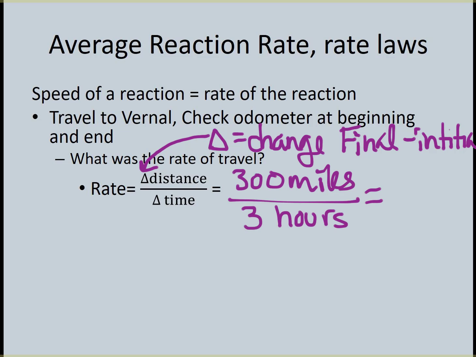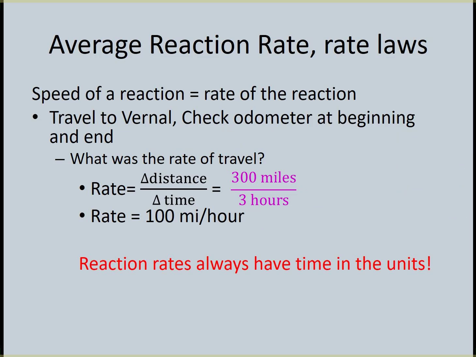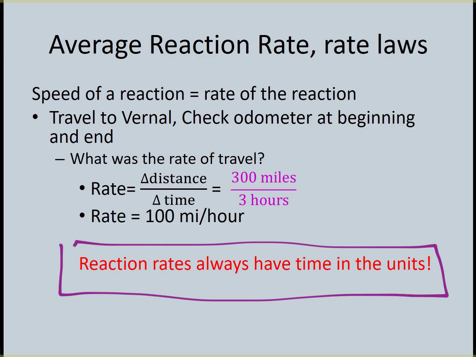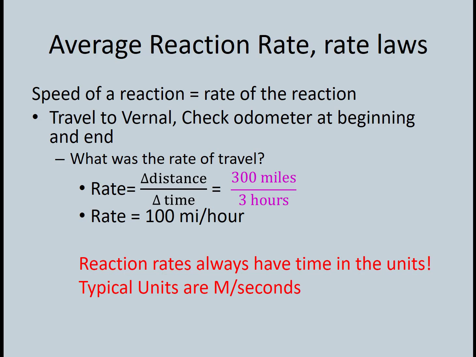When I look at the rate, your rate is always going to be some quantity over time. In chemistry, it's going to be concentration over time. In this case, we're doing miles per hour, but this is a rate. We're figuring out the average. My average rate of travel would be 100 miles per hour. One thing to remember is that reaction rates always have time in the units. So if you ever see a unit that has time, they are talking about a reaction rate in AP Chemistry. The typical units are molarity per second, which is our concentration per second.